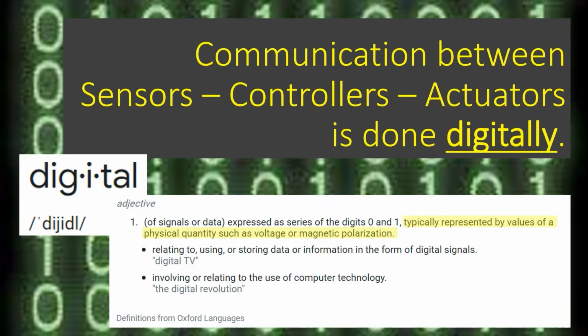Let's define this word digital. Digital is defined as the use of signals or data expressed as a series of digits, zeros and ones, which are typically represented by values of a physical quantity, such as voltage or magnetic polarization. BAS systems use digital messages communicated as electrical voltage, electrical resistance, measured in ohms, and also electrical current, measured in amperage, to communicate across BAS networks.